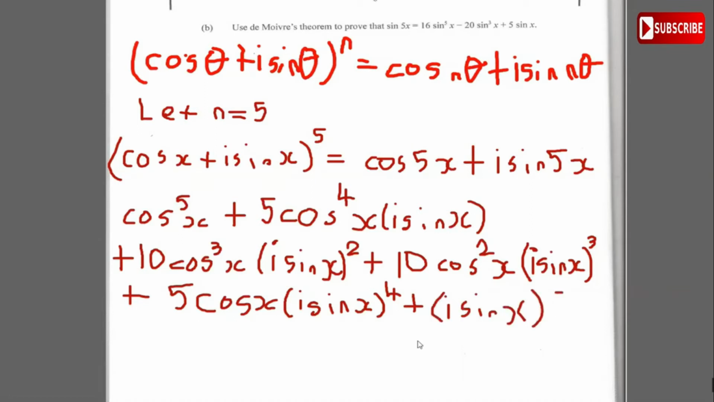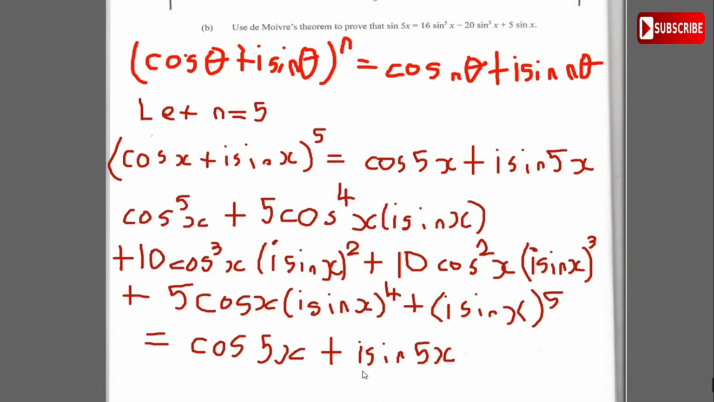And all of this, remember, all of this right there is equal to cos 5x plus i sin 5x. Nice. Now this is where you're going to have to know powers of i. You have to know powers of i. So let's get into powers of i.